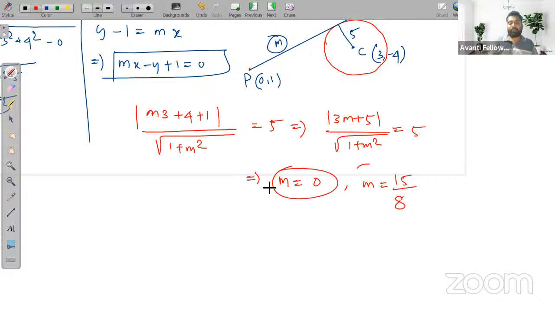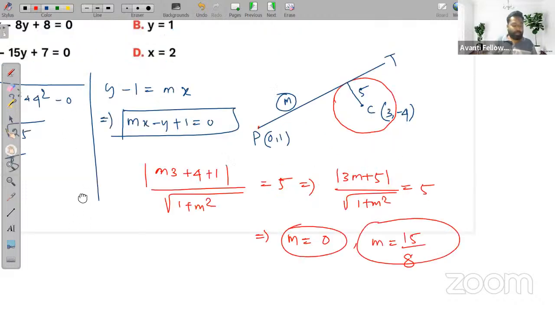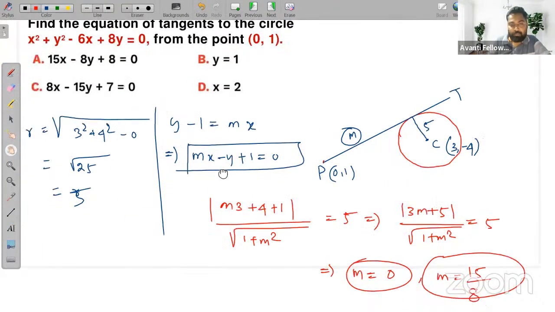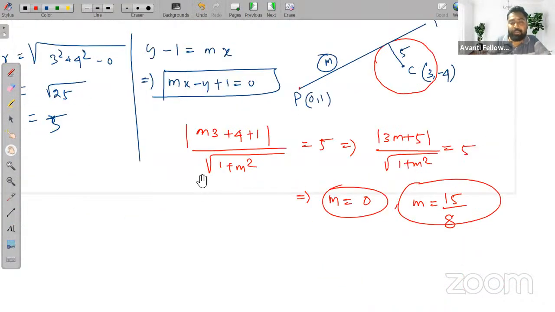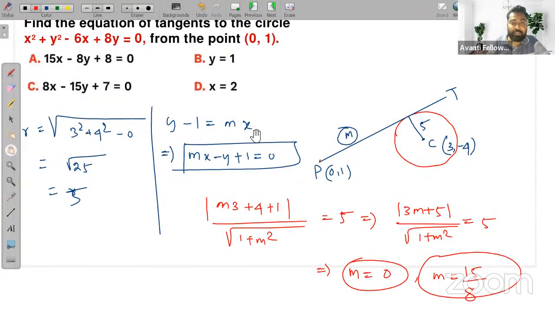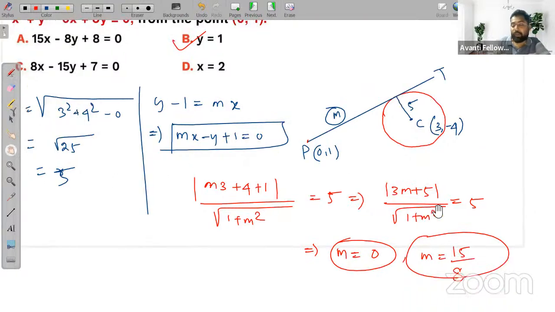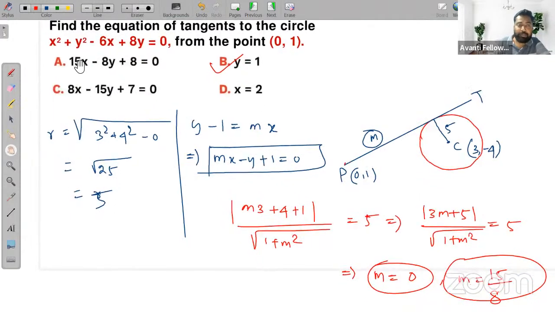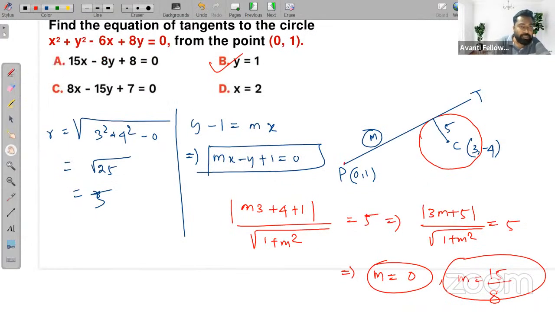And we use these two slopes. Let's check what is the correct answer. Put m is equal to 0 first, then it becomes y minus 1 is equal to 0, that is y is equal to 1. Then option B is the correct one. Yes, option B is correct. And also put m is equal to 15/8. By putting m is equal to 15/8, we get option A is correct, because the slope of this line is 15/8. Is that correct? Is that understood by everyone?